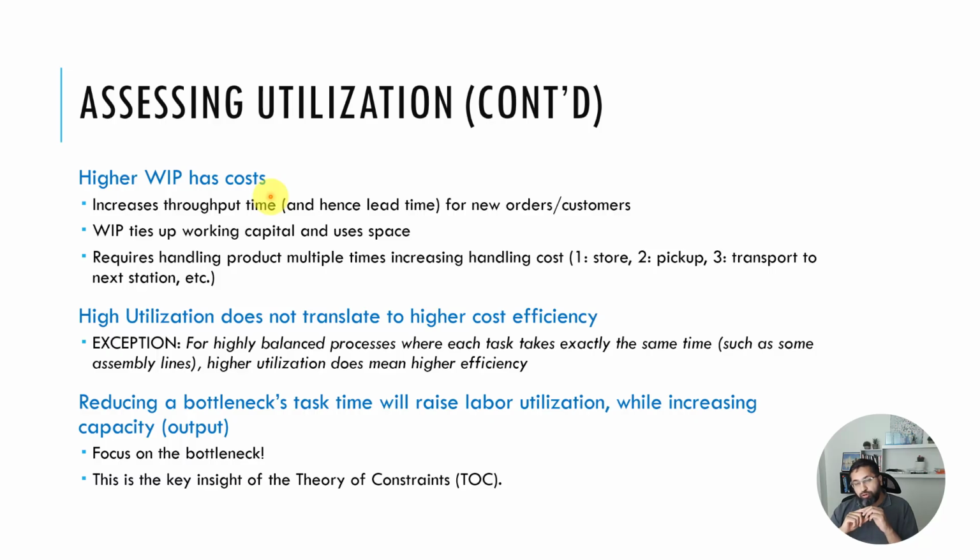Remember what throughput time was. Throughput time is all the cycle times plus all the waiting times. The more WIP there is between two stages, the more the waiting time between two stages. So if you increase WIP, you increase throughput time. Okay? Why do we care?